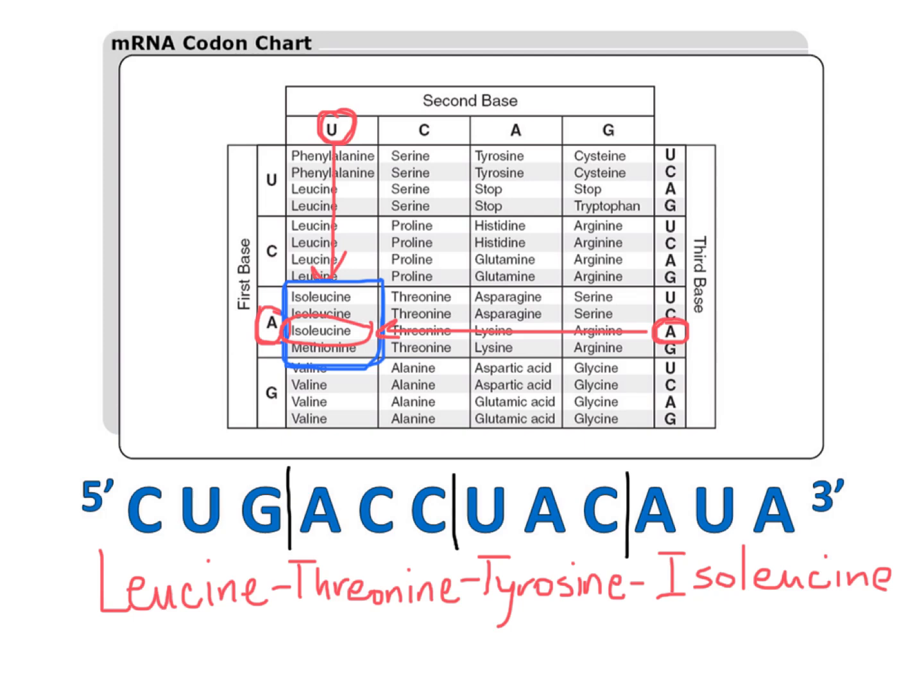So that's how you use a codon chart to translate an mRNA strand into the correct sequence of amino acids.